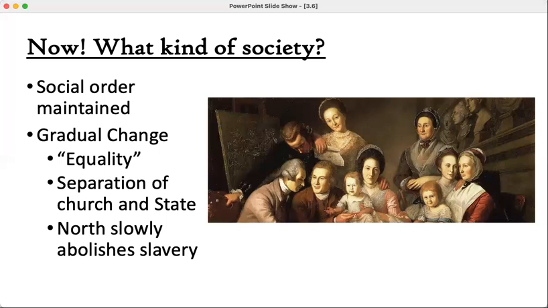But the key difference is while they might answer to the Archbishop of Canterbury, they don't answer to the king. And we start to see the North slowly starting to abolish slavery. Now, it's not because suddenly Northerners are like, aha, enslaving fellow human beings is morally wrong. Instead, we start to see it's not economically viable in New England, especially. And so it's not helpful. So there's not much to lose in abolishing it, right?